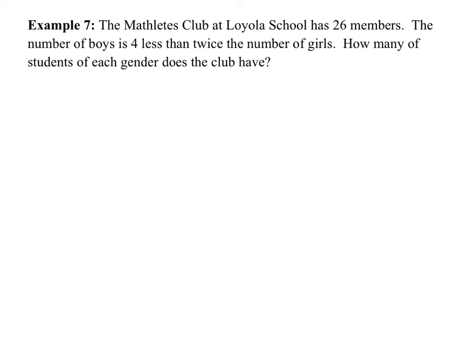So the Mathletes Club at Loyola has 26 members. The number of boys is 4 less than twice the number of girls. How many students of each gender does the club have? Give me some starting point, please. Christian, what's my starting point? You get the number of boys, X. All right. Let X equal the number of boys. Okay, and the number of boys is equal to what? 4 less than?